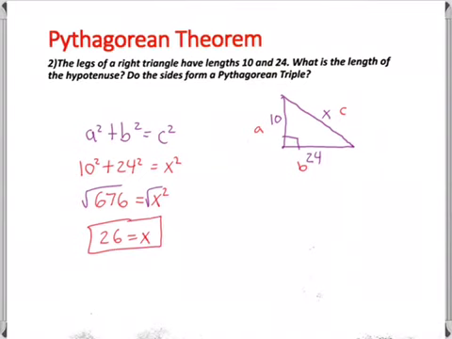And once again, we have a Pythagorean triple. Since 10, 24, and 26 satisfy the Pythagorean theorem and are all whole numbers, this is a Pythagorean triple.